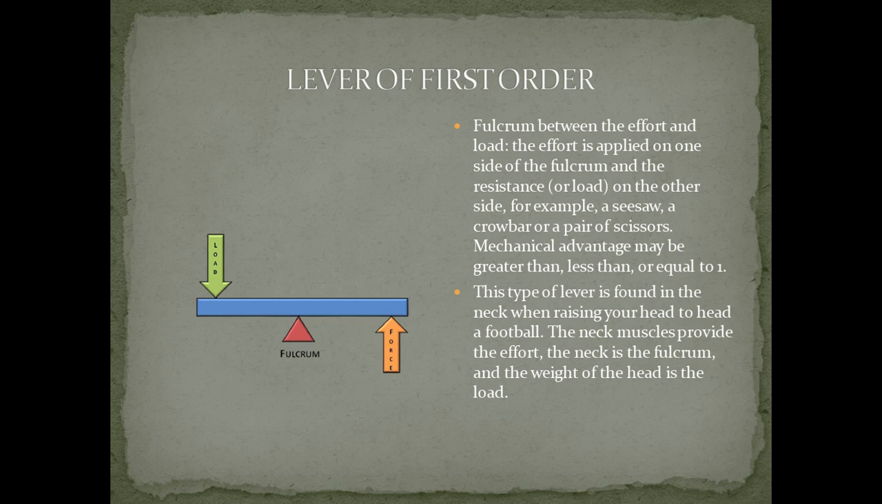A first order lever can have mechanical advantage greater than 1, less than 1 or equal to 1. Now how can we identify a first order lever? Load will be on one side, force will be on the other side, and the fulcrum, or the pivot, will be in the middle.